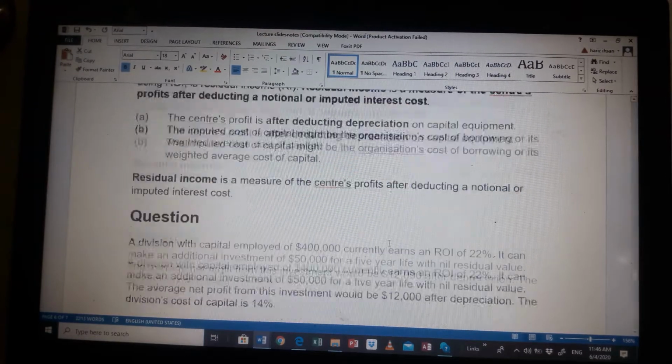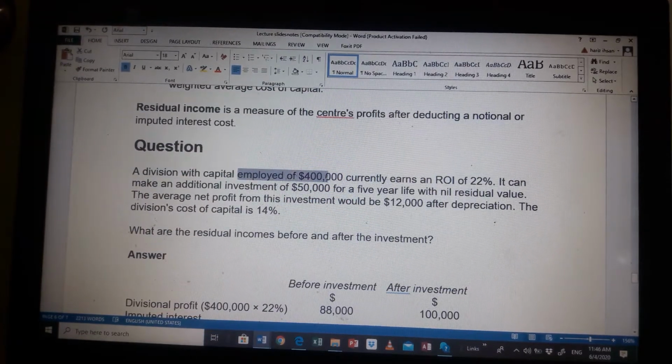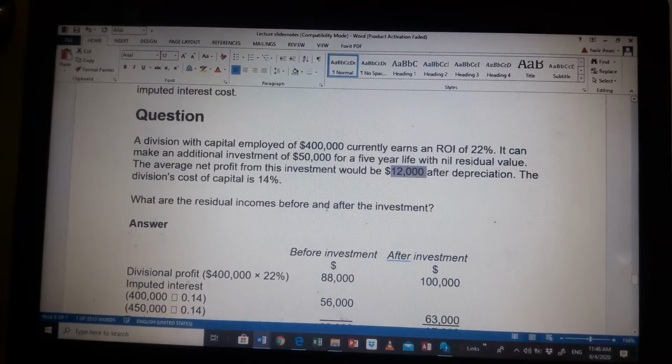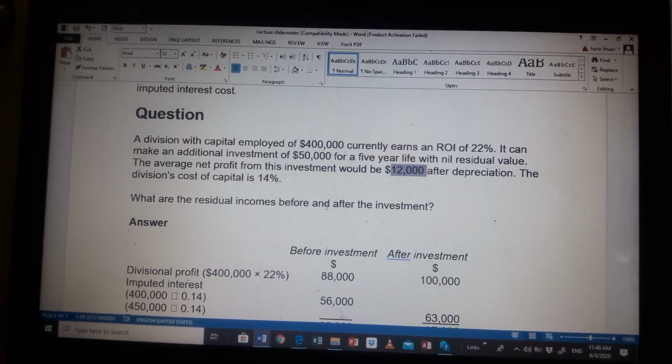So for instance, capital employed in the division is 400,000, ROI 22%, additional investment 50,000, nil residual value, average net profit of this investment will be 12,000 after depreciation, and the cost of capital is 14%. So every time a question about residual income is all about trying to see whether we embark on the investment or not, because that's what management accountants do. We are supposed to calculate and we are supposed to measure the effectiveness of the division.